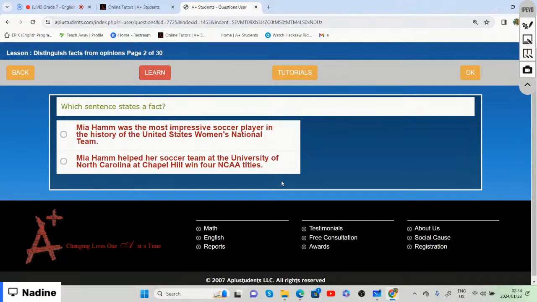So we need to say which one is a fact. Is it Mia Hamm was the most impressive soccer player in the history of the United States women's national team? Or Mia Hamm helped a soccer team at the University of North Carolina at Chapel Hill win 4 NCAA titles?